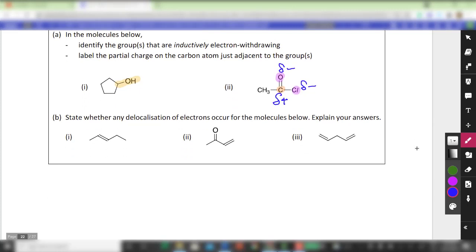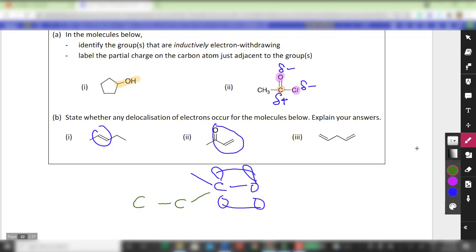As for whether delocalization occurs, in this case there's only one pi bond and it is an isolated one, so there's no delocalization. In our case here, there will be delocalization provided the p orbitals are parallel to each other. So if I have a carbonyl group with the oxygen overlapping like this, and then the C=C double bond, if it manages to be in parallel, then delocalization will take place.